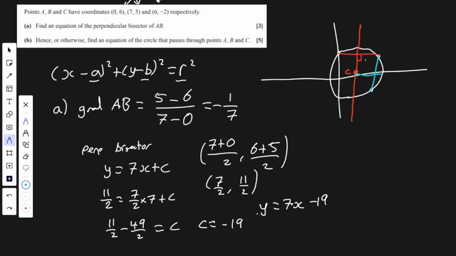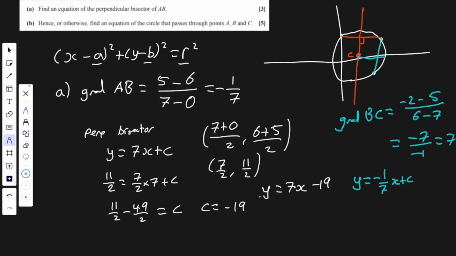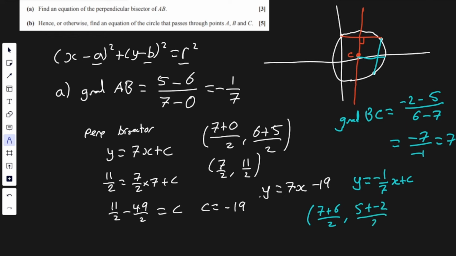So let's do that. Let's find a perpendicular bisector for BC. So first of all, we do the gradient of BC. That's equal to minus 2 minus 5 over 6 minus 7, which is minus 7 over minus 1, which is 7. That means our perpendicular bisector is y equals minus a 7th x plus c. Now again, we need a point that it passes through, so let's find a midpoint. So 7 plus 6 over 2, 5 plus minus 2 over 2, and that gives us 13 over 2, 3 over 2.